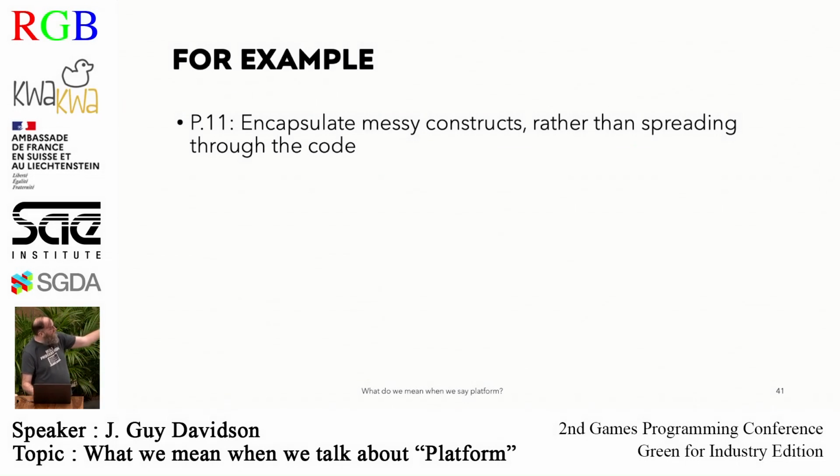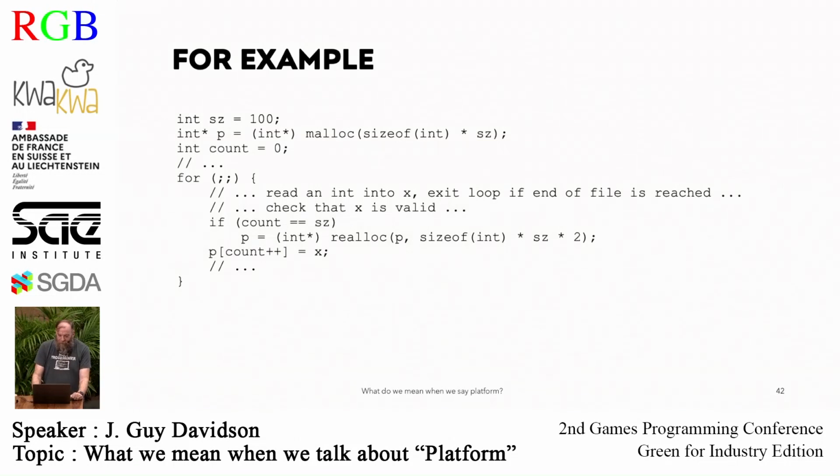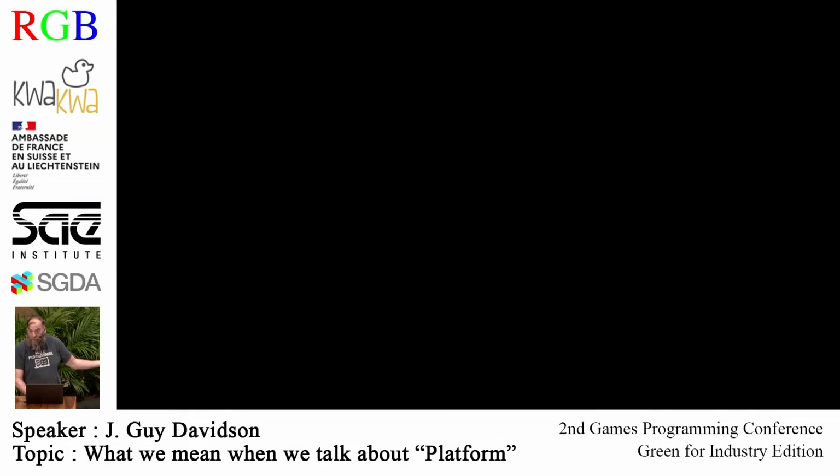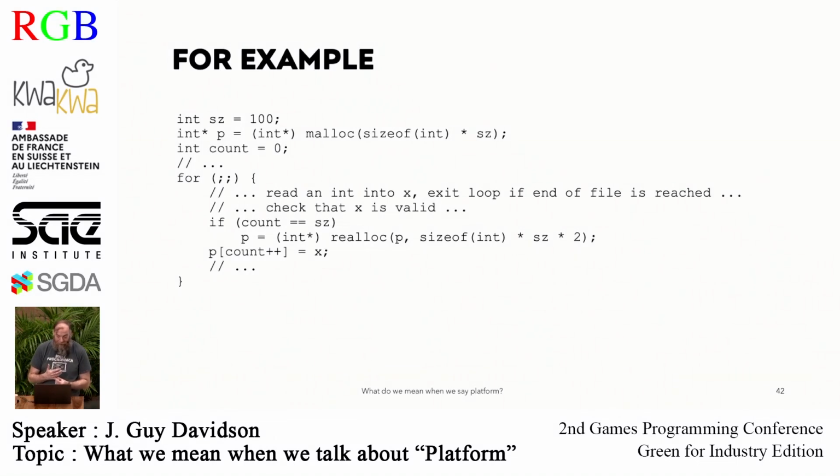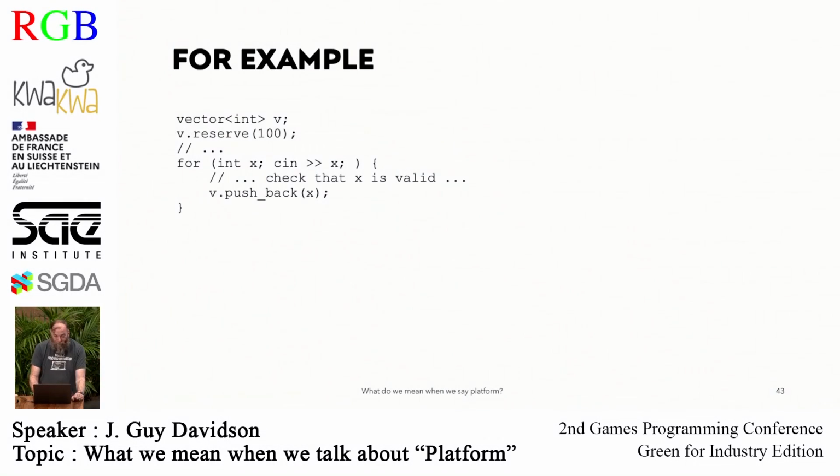So P11: encapsulate messy constructs rather than spreading them through the code. Look at that. This is low level, and it's verbose, and it is error prone. Can anyone see what the bug is? No, you can't, can you? Sorry, I'm going to have to rush through this now because of the screen. We're not testing for memory exhaustion. That bit where I'm saying p equals int pointer realloc p size of int: we're not checking for p being null, which is what it would be if we were exhausted for memory. The function could fail there. Instead, we could use vector. That gets rid of all the bugs.